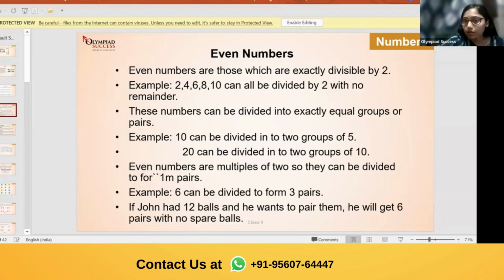Okay, so Mishika, kindly read the pointers. Even numbers are those which are exactly divisible by 2. Example, 2, 4, 6, 8, 10 can also be divided by 2 with no remainder.